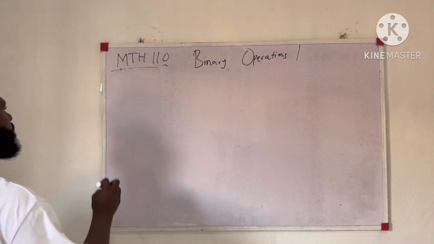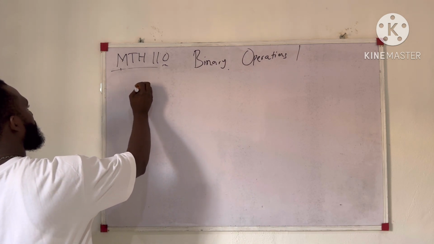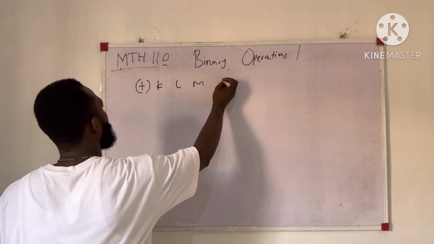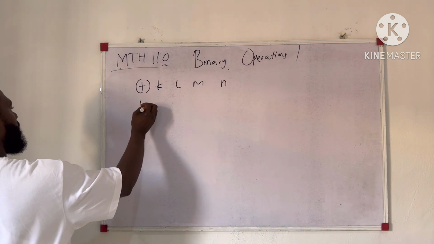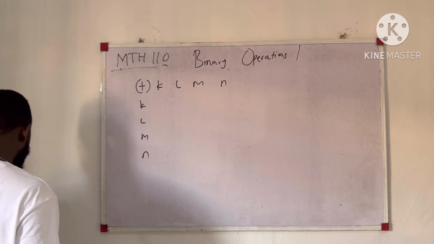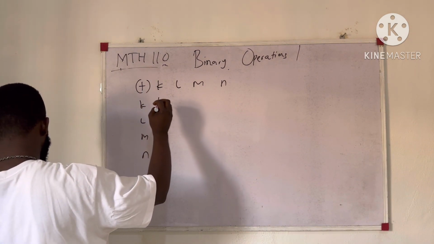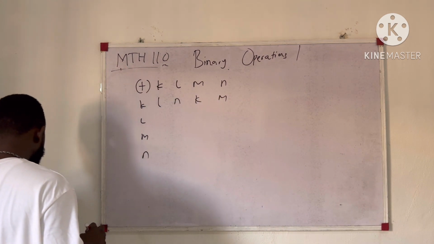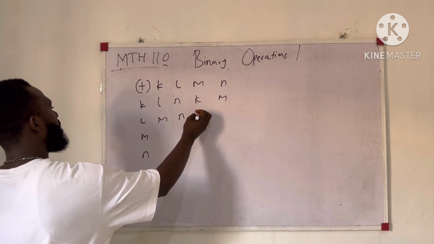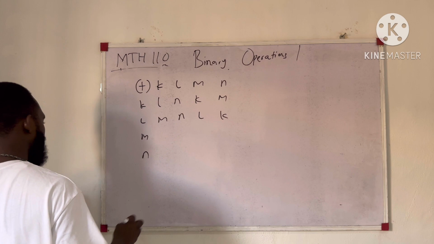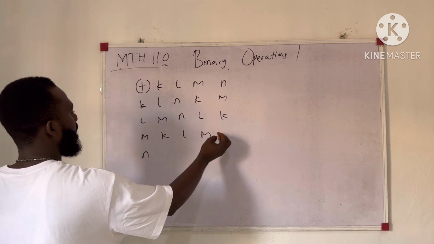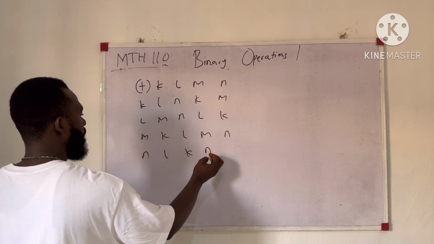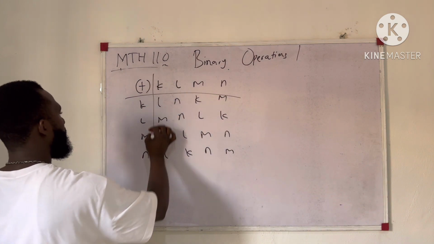So we're given a table. K, L, M, and N. Then we were given L, N, K, M. Here we have M, N, L, K. Here we have K, L, M, N. And here we have L, K, M, N.